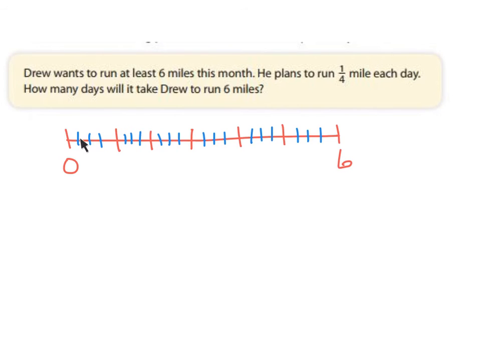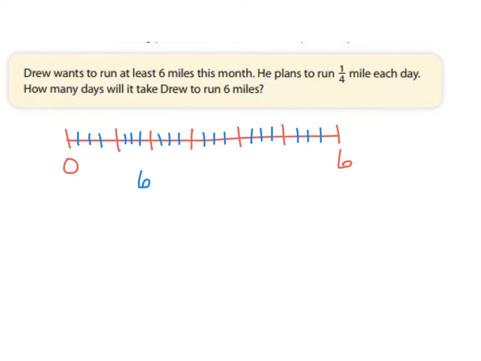So if I start right here, I've got 1, 2, 3, 4, 5, 6, 7, 8, 9, 10, 11, 12, 13, 14, 15, 16, 17, 18, 19, 20, 21, 22, 23, 24. Wow, it's going to take him 24 days to run 6 miles if he only runs a 1/4 of a mile a day. Now let's go ahead and see if we can make sense of the equation.